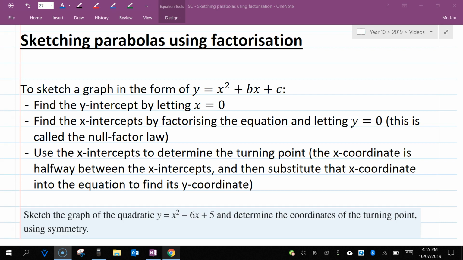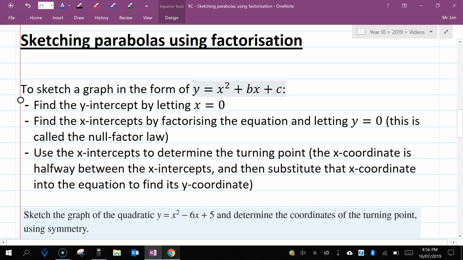In this video, we will be looking at sketching parabolas using factorization. Now, to sketch a graph in the form of y equals x squared plus bx plus c, we need to first find the y-intercept by letting x equal 0. Second, find the x-intercepts by factorizing the equation, letting y equal 0 and solving it. And lastly, use the x-intercepts to determine the turning point.